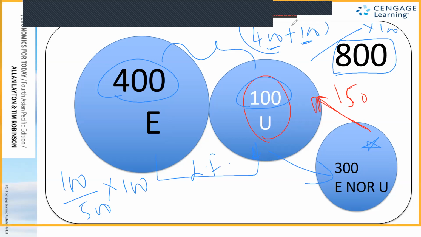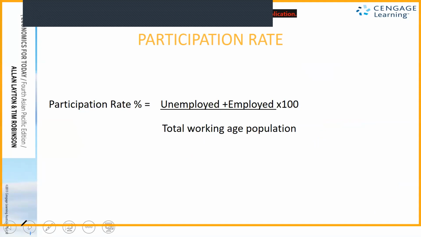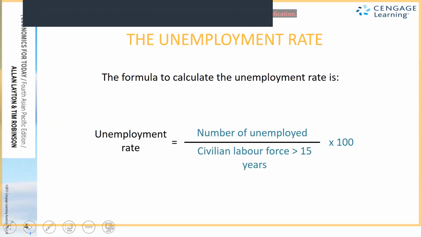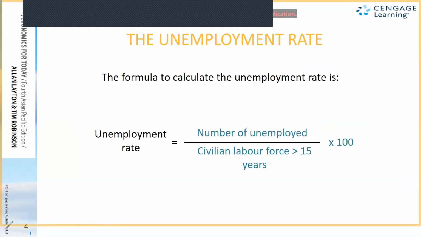So before I just carry on, let me show you more neatly the diagrams for this. I have no idea why this has frozen now. There we go. So you can see this is the participation rate and this is the unemployment rate. As in our example, the labor force was 500 and the number of unemployed was 100. So 100 divided by 500.